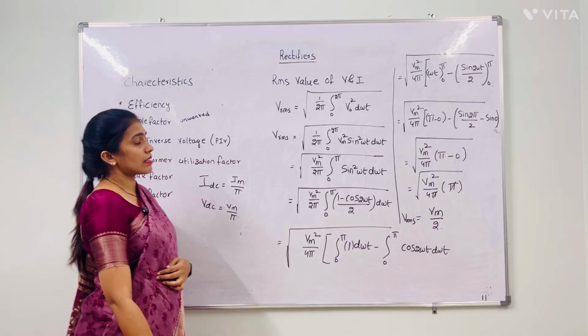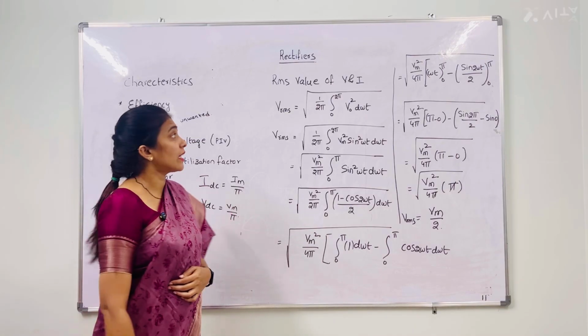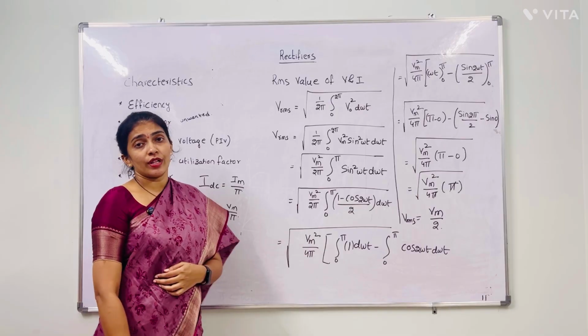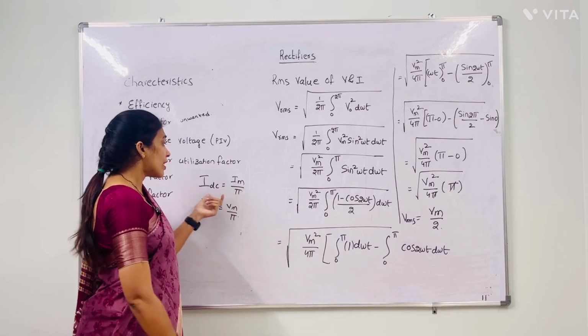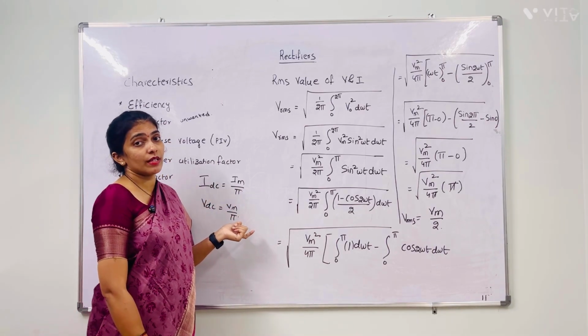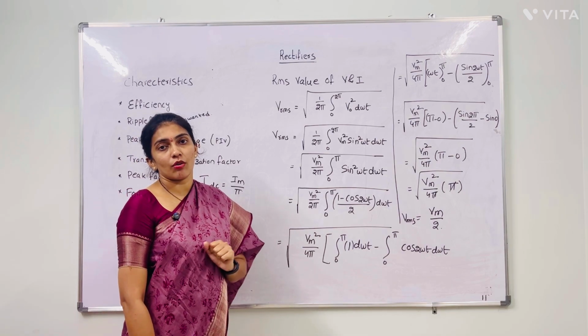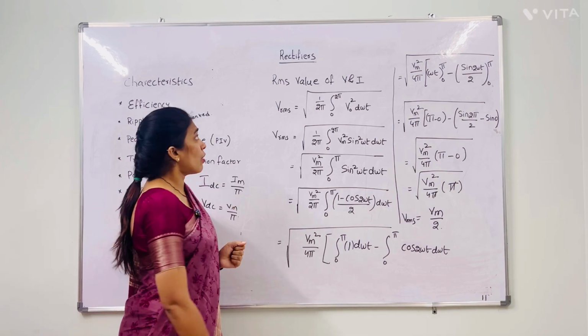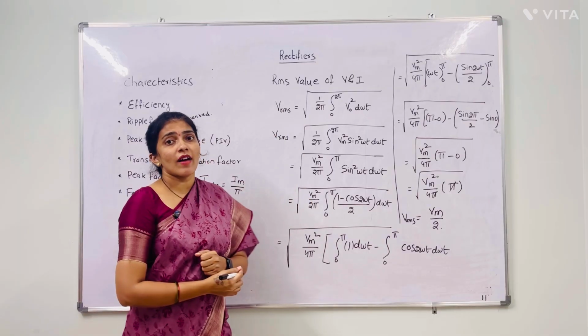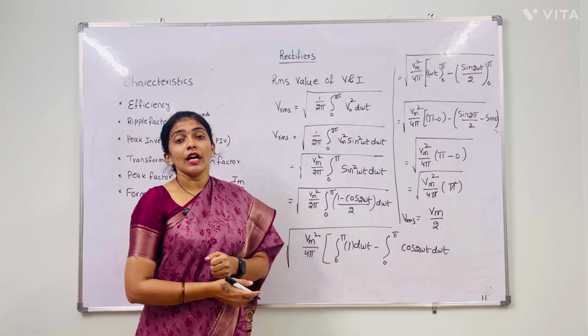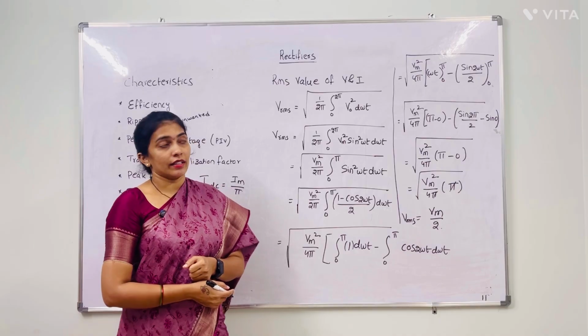Next we have to calculate the RMS value of voltage and current. Here, average current and average voltage are in terms of output voltage and output current equations. Now the RMS value is calculated for input voltage and input current, right?